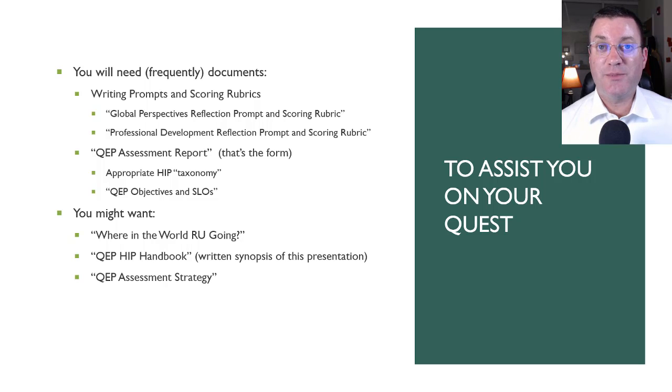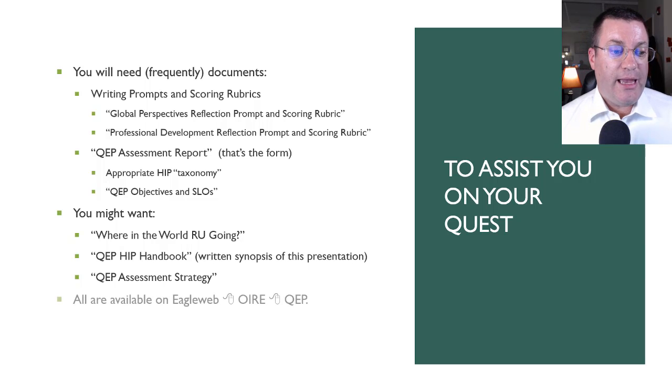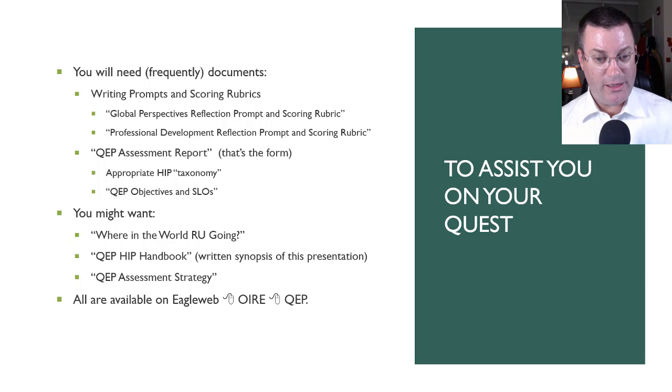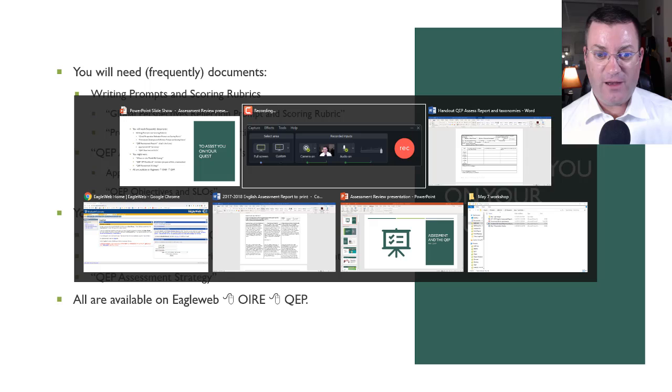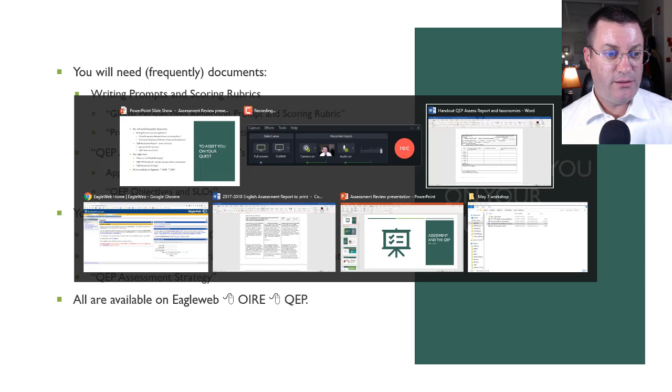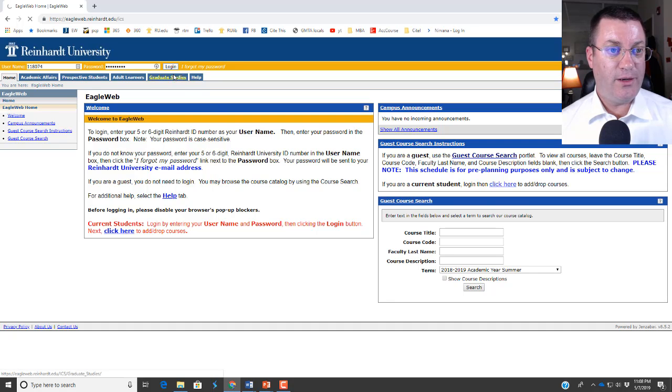Also the QEP Assessment Strategy. Again, that's kind of this video that we're doing right now. And all of these are available on EagleWeb, OIRE, QEP. Let me show you how to find them. I missed it. There is EagleWeb. I'm logging in.